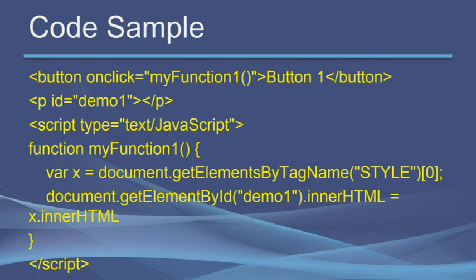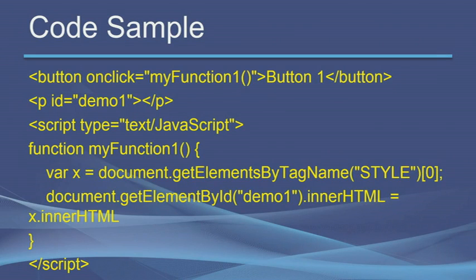So my function 1 will get a variable x, and it will get the value from document.getElementsByTagName style 0. So if there is a style defined, it will get that style and assign it to the x variable, and if you look at it, it's assigned with an innerHTML.